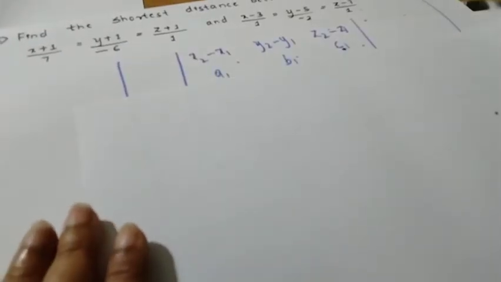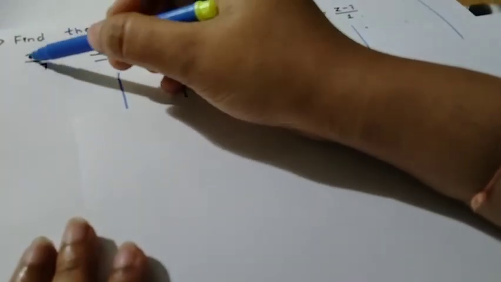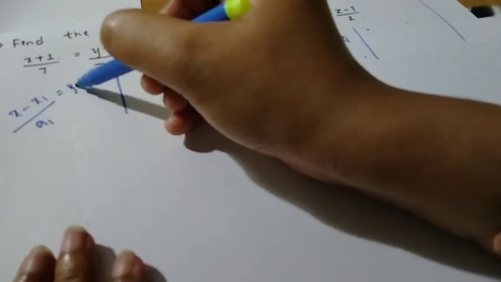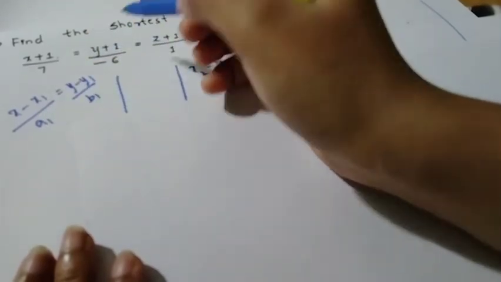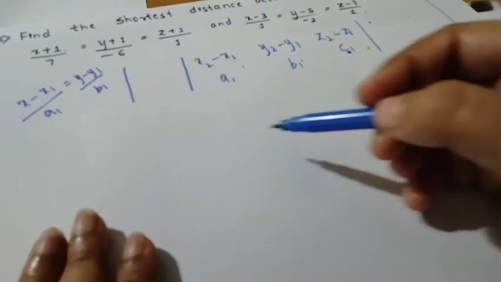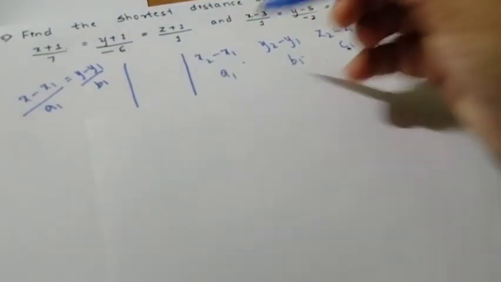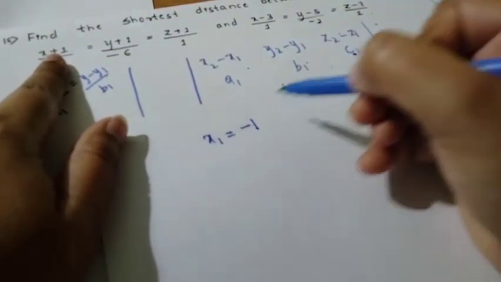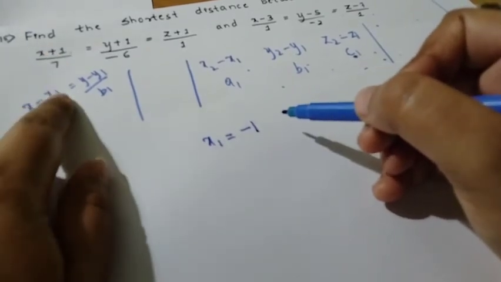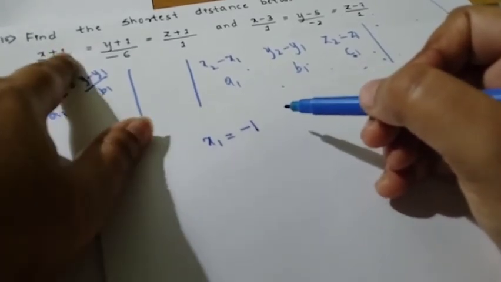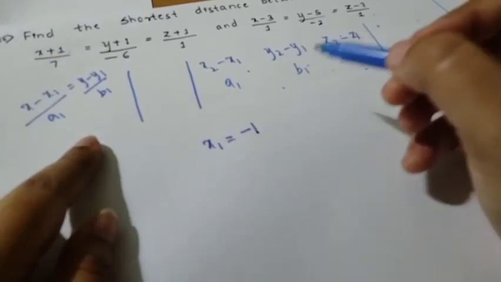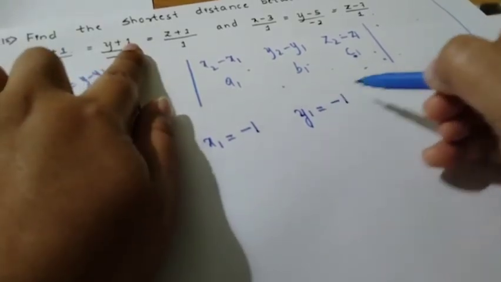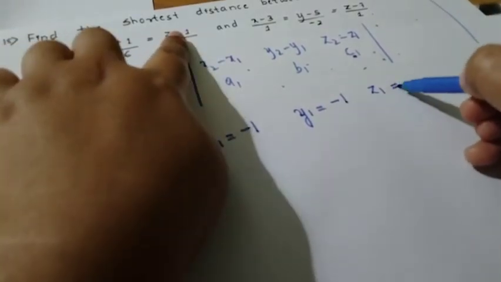The given equation is in the form x minus x1 divided by a1, y minus y1 divided by b1. From this we can derive the x1, y1 and all the values. So the x1 value will be equal to minus 1, because in the standard formula it is x minus x1, and minus of minus will be plus 1. So it should be equal to minus 1. Next, the y1 value from this will again be minus 1. The z1 value will again be minus 1.